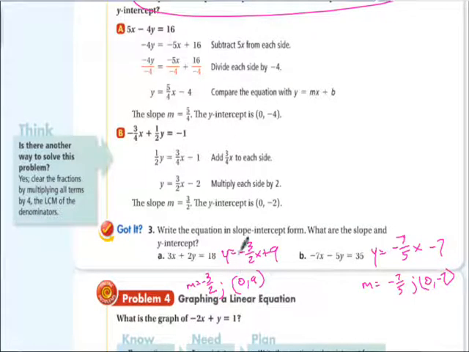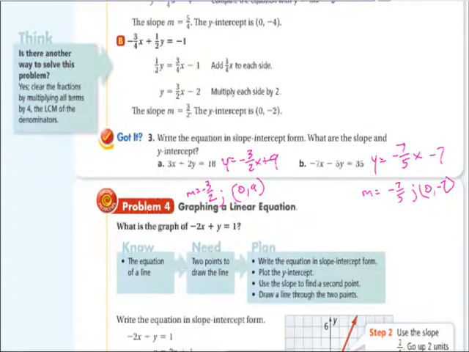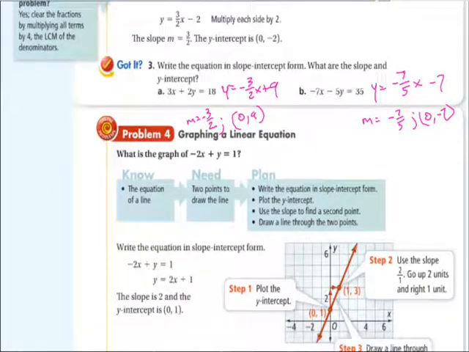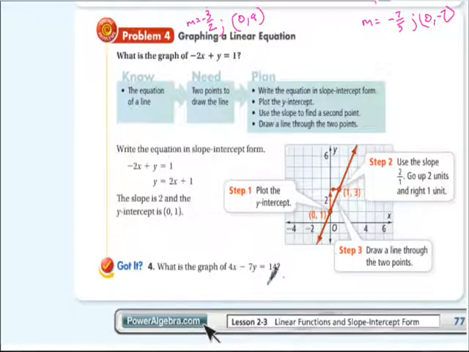So hopefully for the first one, you got the equation y equals -3/2 x plus 9. Slope is -3/2, y-intercept is 9. Over here, y equals -7/5 x minus 7. Slope is -7/5. Y-intercept is 0, -7. If you're getting stuck on those, that would be where you would want to ask a question in class so we can go over how I did that.